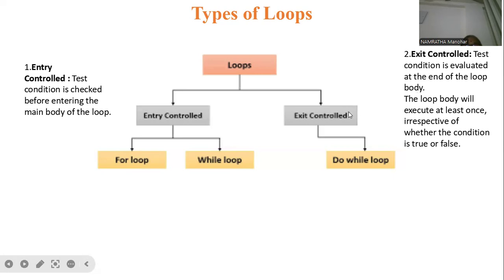Since you're testing the condition at the end of the body of the loop in an exit control loop, the body of the loop will be executed at least once, irrespective of whether the condition is true or false. So if you want to execute at least once, whether it meets the condition or not, you use this exit control loop. Otherwise, you can use the entry control loop. Coming to entry control loops, there are two types, for loop and while loop. And in exit control, you have what is called the do while loop. We will see the syntax and some program examples for these three types.